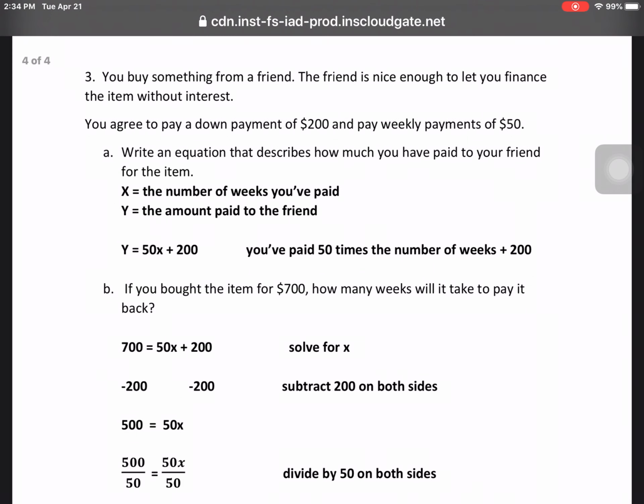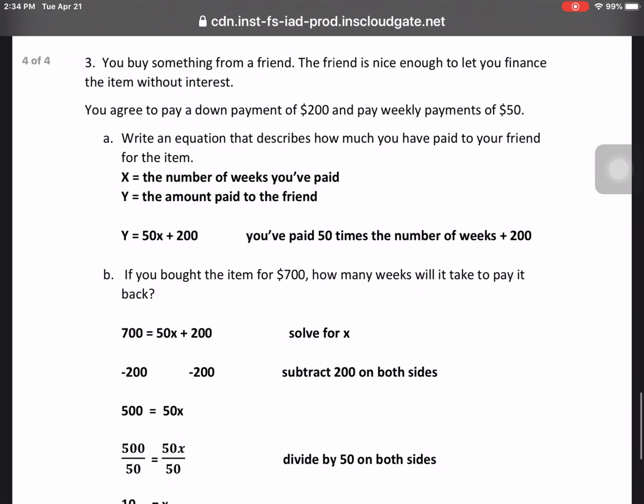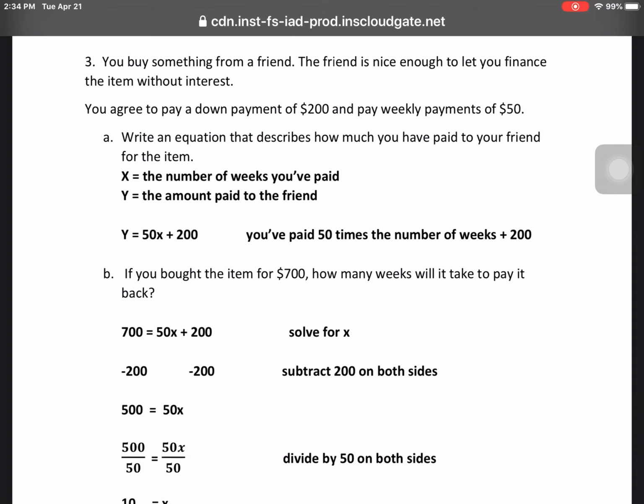You buy something from a friend and they let you finance it for no interest. So you agree to pay $200 and then weekly payments of $50. So how much you pay depends on how many weeks, and Y will be the total. Part A, write the equation that describes how much you've paid. X is weeks and Y is amount paid. So you pay $50 times how many weeks you've paid, plus you pay $200.